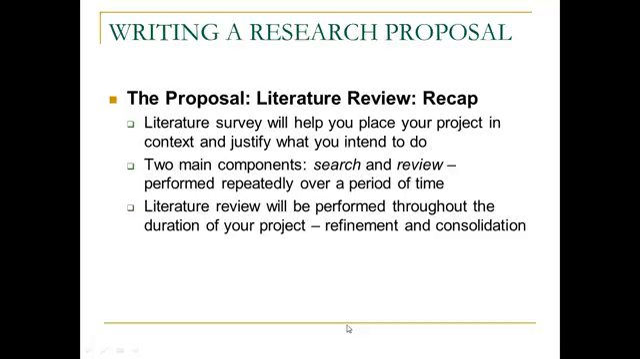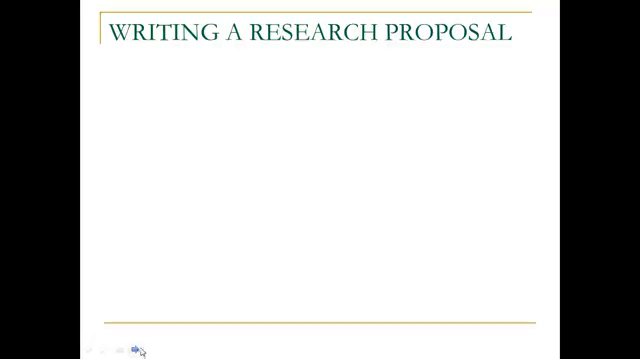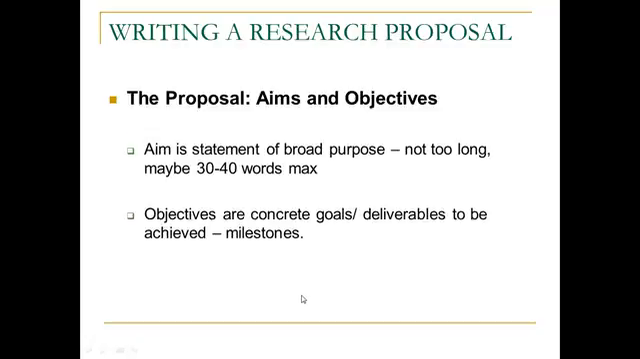So just to recap, your literature survey needs to have two main components, as we talked about in more detail yesterday. That's search and review, and then there will be the need to refine and consolidate your literature review throughout the process. And when you come to use and build on this literature review for your actual dissertation chapter in your project, you'll have to revisit it and refine it again. But in terms of your research proposal, it might need some refining and consolidating. Now we get on to the meat and bones of the actual research proposal section.